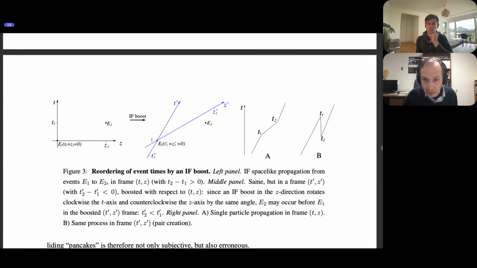So if you want to retain your correct probability for propagation, you need to add a loop of particle antiparticle, and that's how the complex structure of vacuum emerges from having events that can leak into the space-like region.